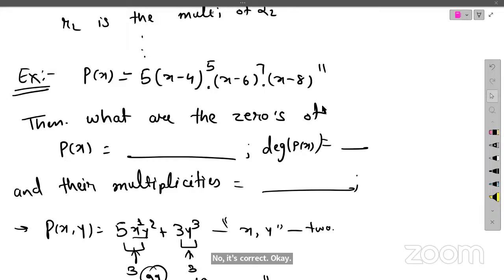The degree of polynomial is the maximum power of x that is present in this polynomial. So you have to find out what the maximum power of x is. Here the terms are given in the product. So if you take x from one bracket, then you have to take the power of x from the other bracket also, and from the last bracket also.